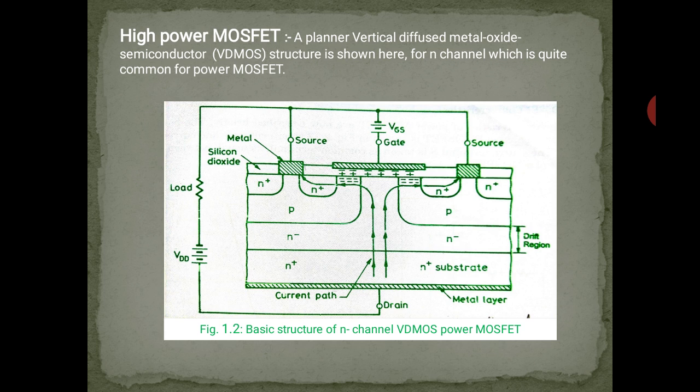When the gate terminal is made positive with respect to the source, an electric field is established and electrons form an N channel in the P region, that is shown in this basic structure of N minus VDMOS power MOSFET. So a current from drain to source is established as indicated by the arrow in this diagram.